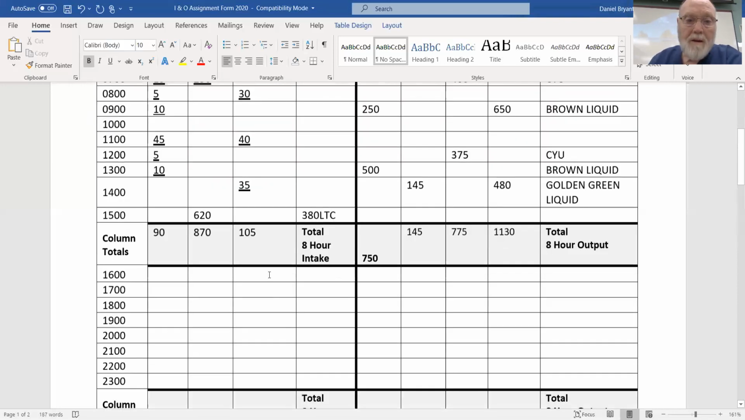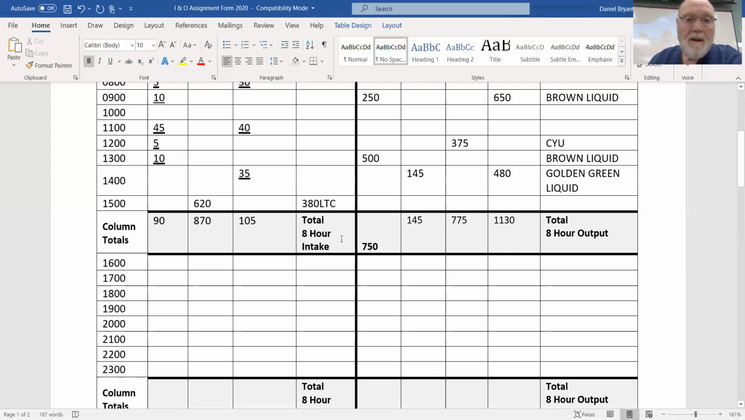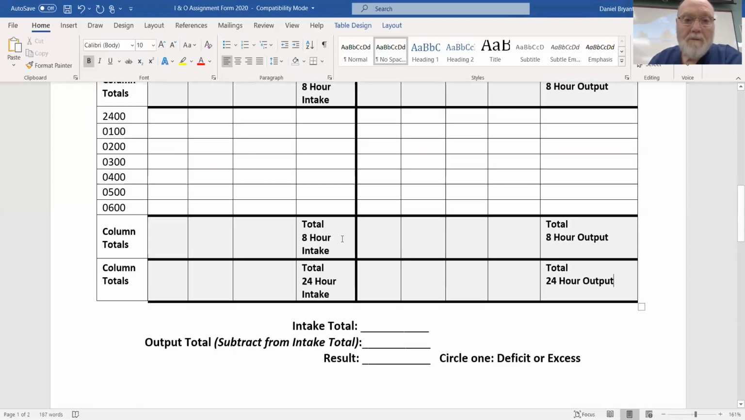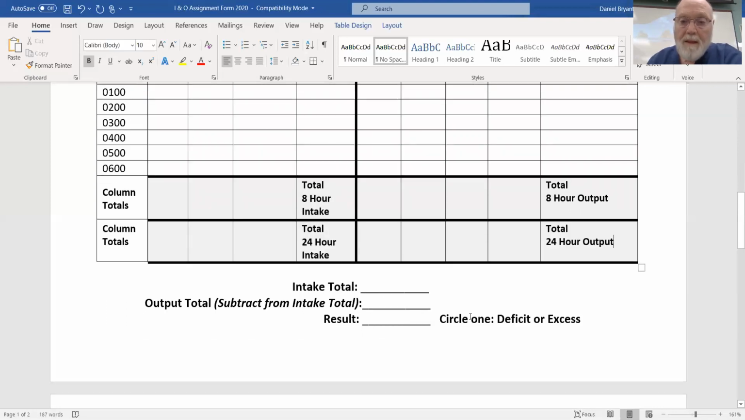And for intake, you're going to put the 8-hour total for days, 8-hour total for swings, 8-hour total for nights, and then you're going to put down here total 24-hour intake and total 24-hour output. You're going to take the 24-hour intake and put it here on this line. You'll take the 24-hour output and put it down on this one. And if it's a minus, it's a deficit, and if it's a plus, it's an excess.